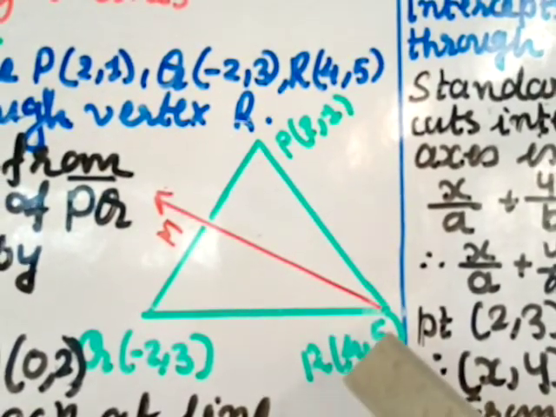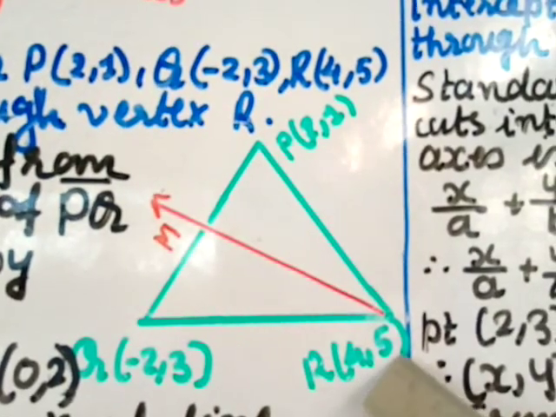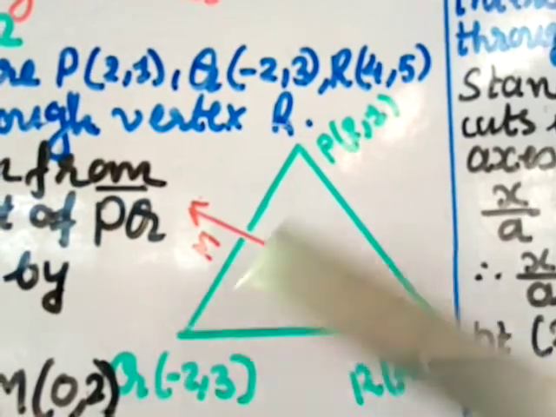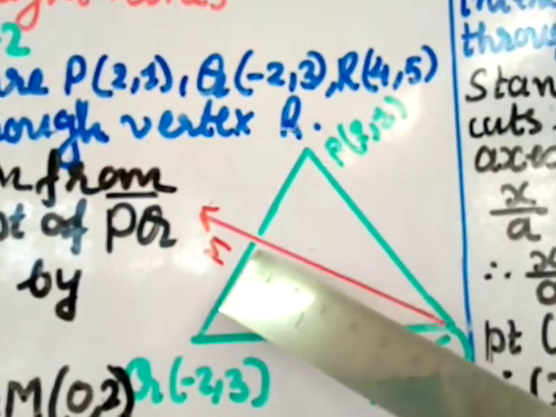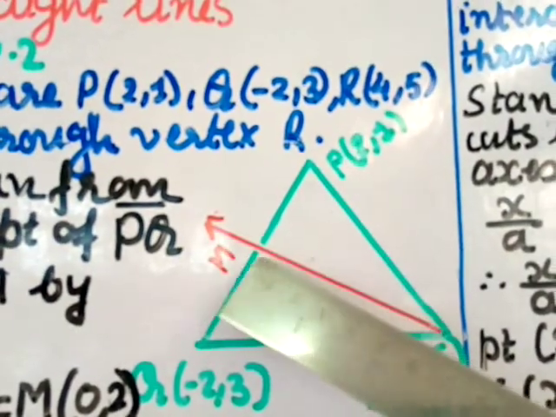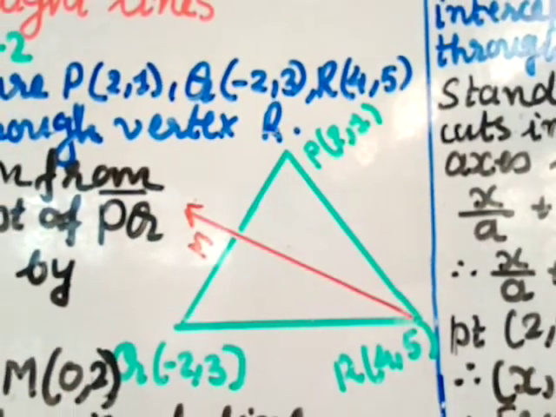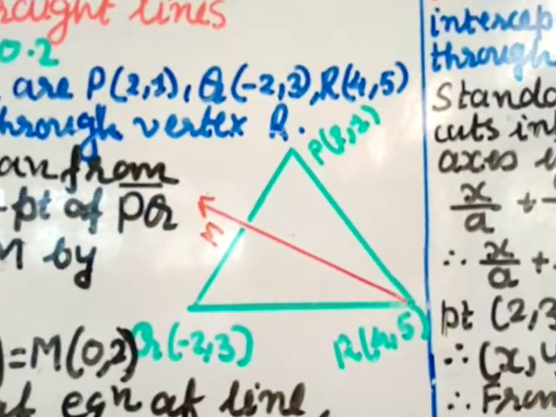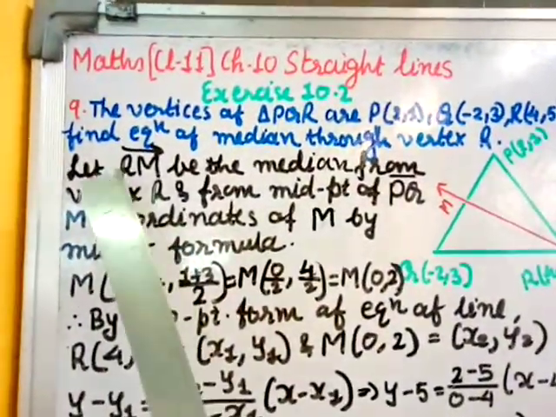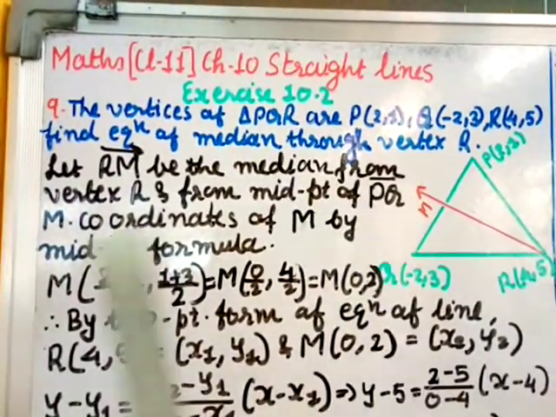So a median always bisects the opposite side. So the median coming from R will bisect this side, that means it passes through the midpoint of PQ. Call this midpoint of PQ as M. Using the midpoint formula, we can find the coordinates of this midpoint M, and R's coordinates are given. So using the two-point form of the equation of a line, we can find the equation of the median RM. Let RM be the median from vertex R and the midpoint of PQ, M.